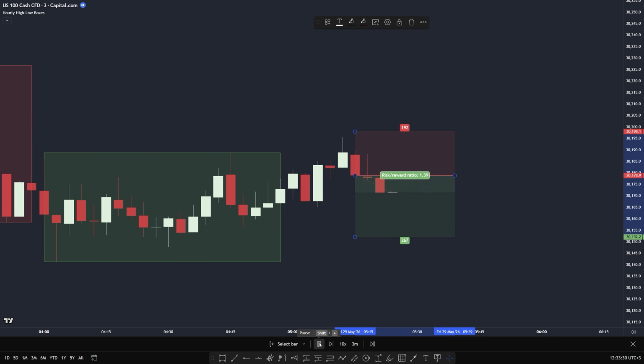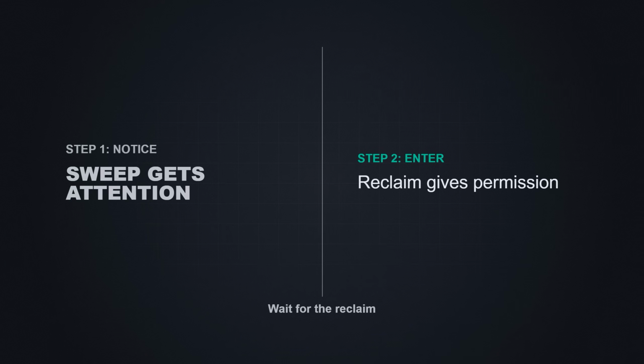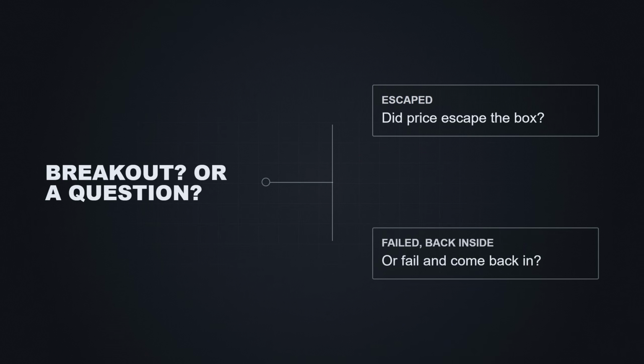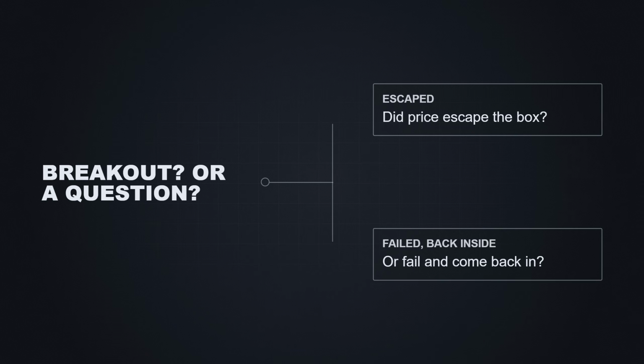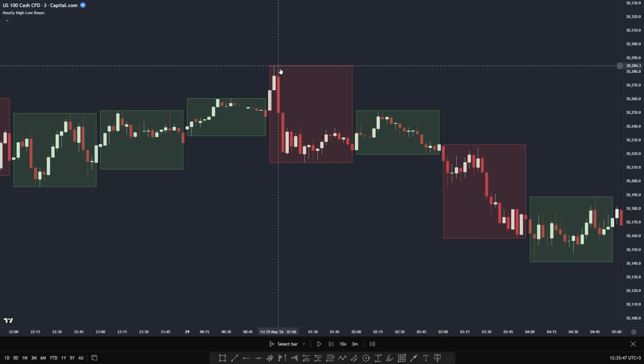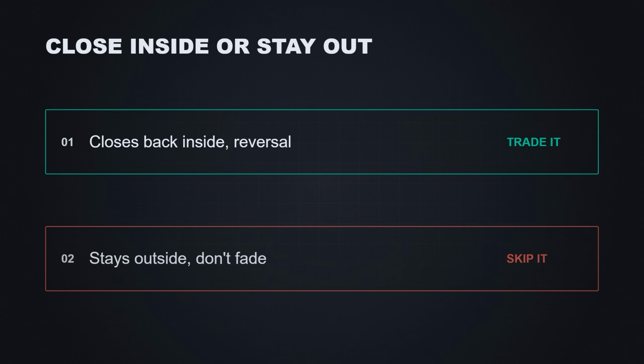The hidden rule is simple. The sweep gets your attention, but the reclaim gives permission. What used to look like a breakout now becomes a question. Did price escape the box, or did it fail and come back inside? If price sweeps one side of the hourly box and closes back inside, I trade the reversal. If price stays outside the box, I don't fade it.